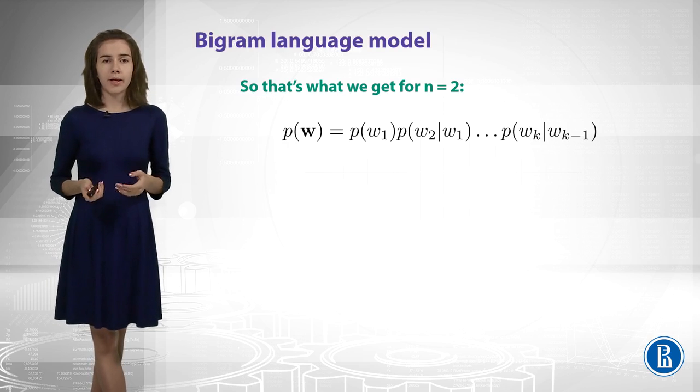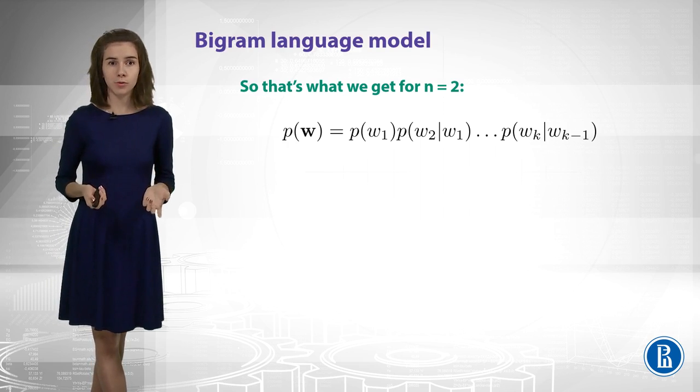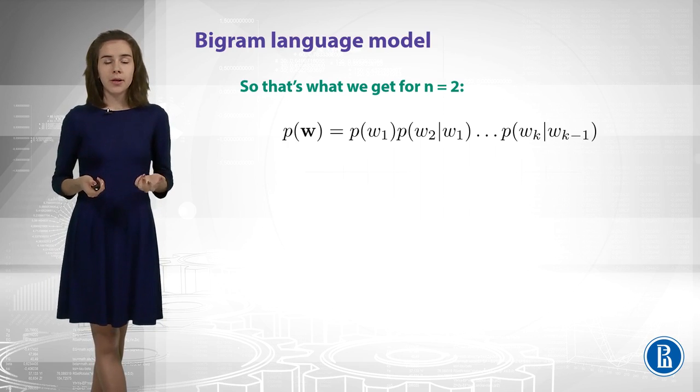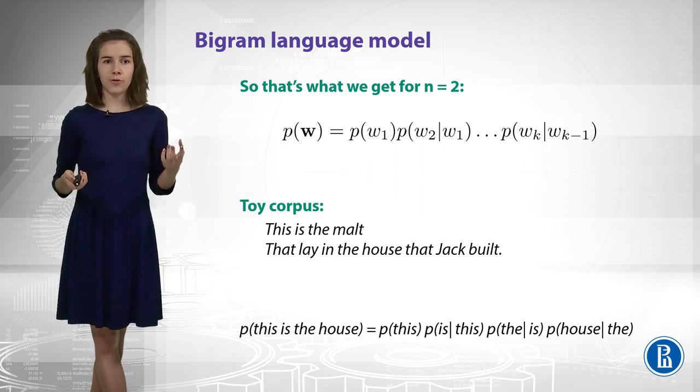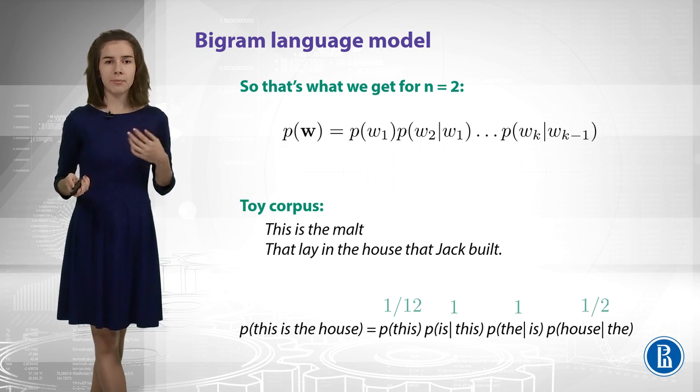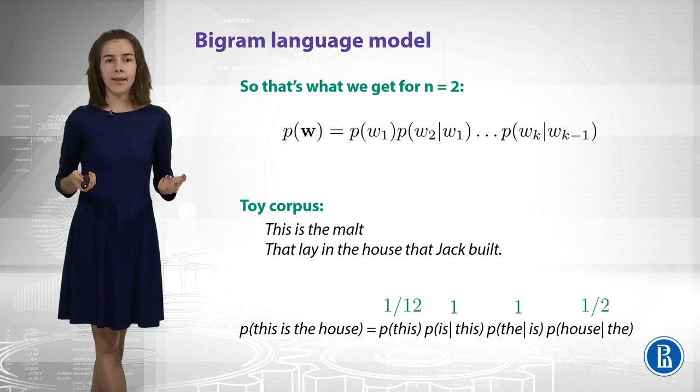So here, what happens for n equal 2 for the bigram model? You can recognize that we already know how to estimate all those small probabilities in the right-hand side, which means we can solve our task. So for a toy corpus again, we can estimate the probabilities, and that's what we get.